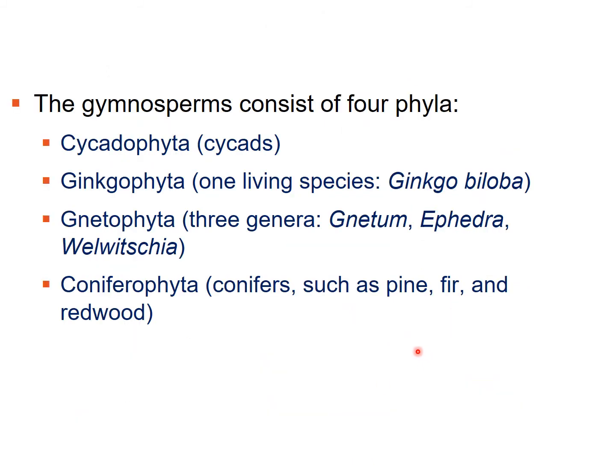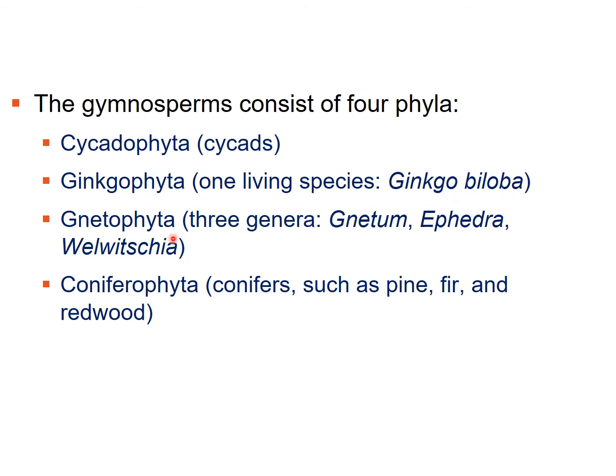Now, let's talk about the groups of gymnosperms. There are 4 major phyla of gymnosperms. There are the Cycadophyta, shortened cycads. There's the Ginkgophyta, which only has 1 living species, the Ginkgo biloba. You're probably familiar with that.